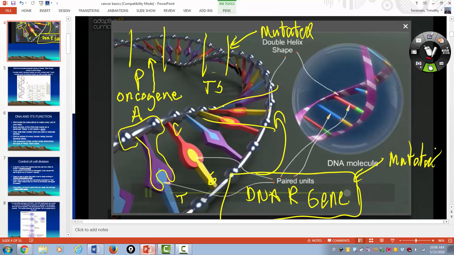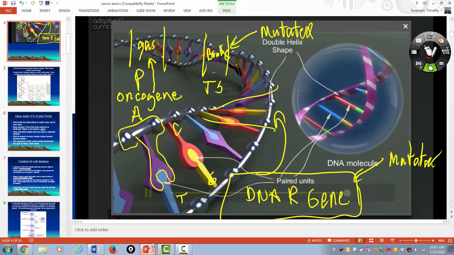And essentially, if you think of the proto-oncogene as the gas pedal in your car and the tumor suppressor gene as your brake and the DNA repair gene as your mechanic, you have a car that has the gas pedal to the floor, the brake lines are cut, and your mechanic's on vacation. So those cells will begin to divide out of control.